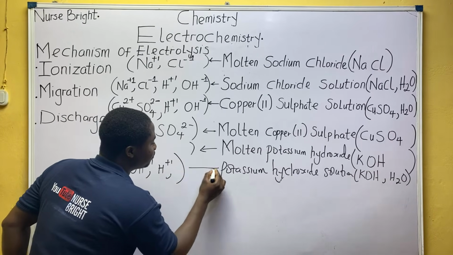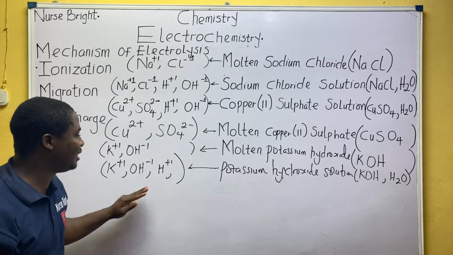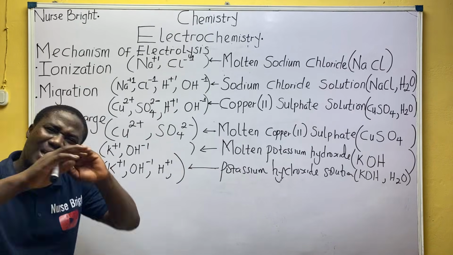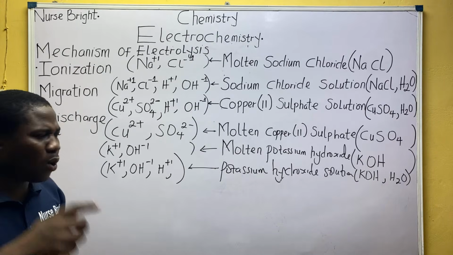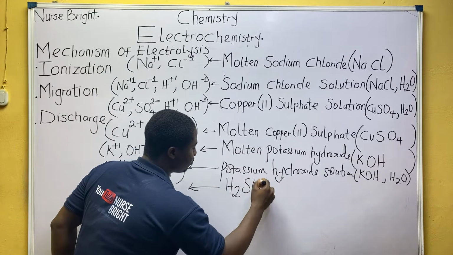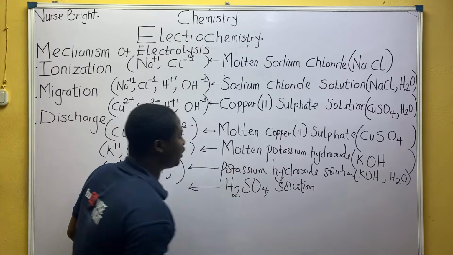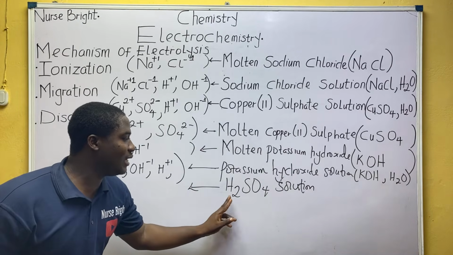Don't worry. When we start working questions, all this will make sense very soon. You can see the ions present now. You understand what I'm saying, guys? Well, I'm going to give us one more, which is H2SO4. It's an acid. H2SO4 solution. Class, H2SO4 solution.